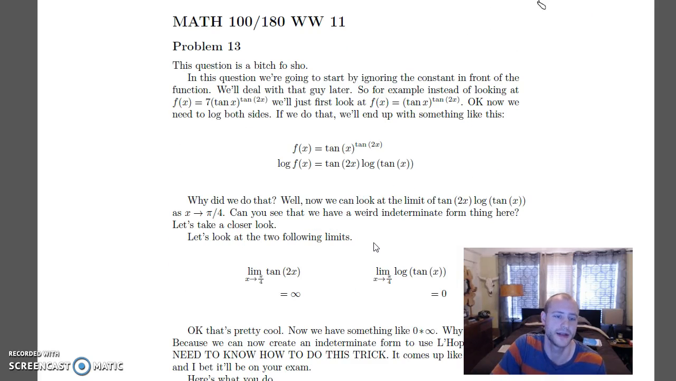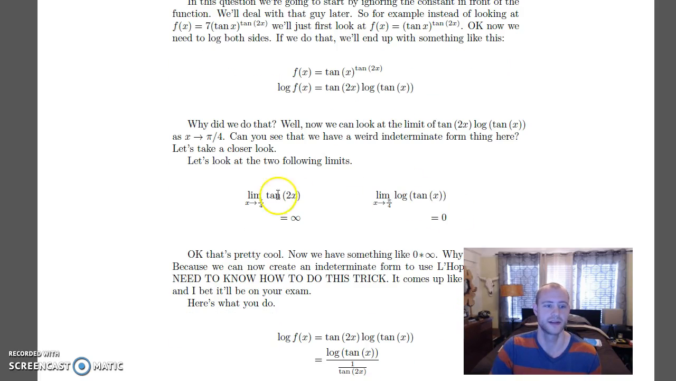Now, why do we do that? What's going to happen now? We get tangent of 2x, and as I said, as x goes to pi over 4, tangent of 2x is going to go off to infinity, and then log of tangent of x goes to 1 as x goes to pi over 4. Log of 1 goes to 0, and I write that stuff down here.